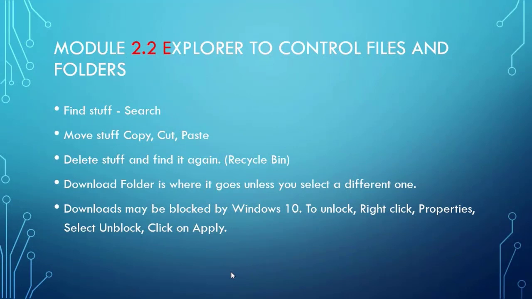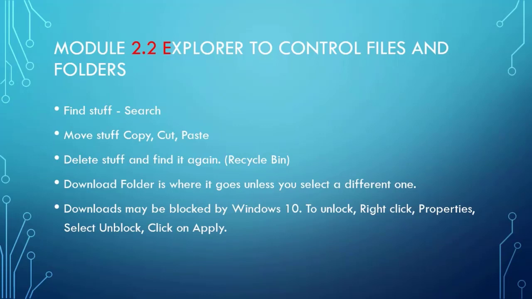So that is the end of the second part of module 2, which is E for Explorer, controlling files and folders. So we've learned how to find stuff by using the search option on your computer. We've moved stuff around by copying it, cutting it and pasting it. We've then deleted stuff and found it again using Recycle Bin and recovered it.